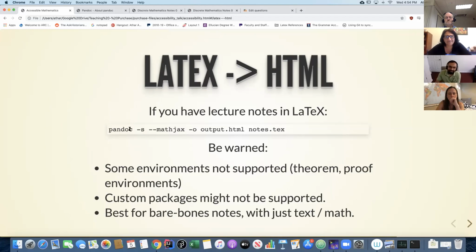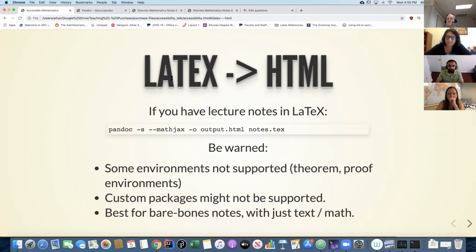But if you have lecture notes in LaTeX, so I don't, but maybe some of the math faculty do this as well, you can convert it to HTML. It might not be the most perfect formatting, it might not look like a PDF file created by PDF LaTeX, but it will display the equations correctly. It will look correct, and I'll show an example in a second.